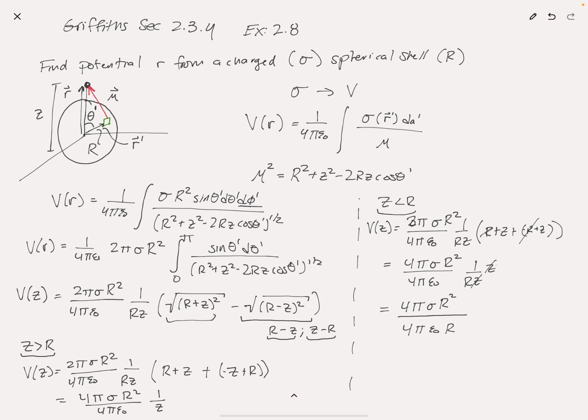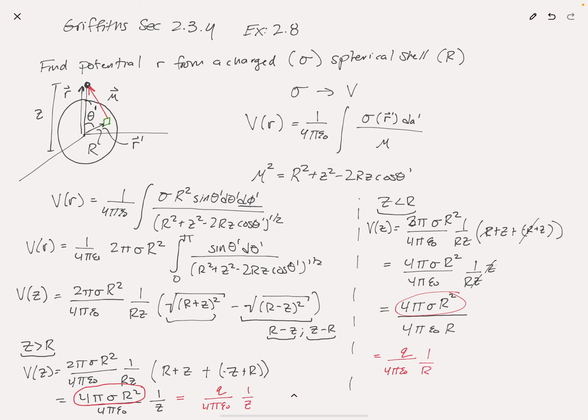The reason I kept these extra cancelable terms in here is that this 4 pi r squared is just the surface area of a sphere, and sigma is the charge density. So if I multiply the surface area times the charge density, I get the total charge. Let's assume that the total charge is equal to Q. I could write this as Q over 4 pi epsilon naught, 1 over z. Same here, that's just Q. This is Q over 4 pi epsilon naught, 1 over R.